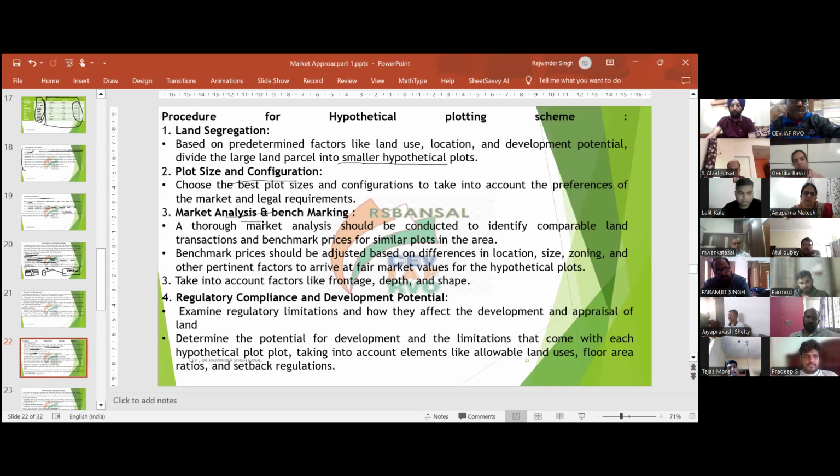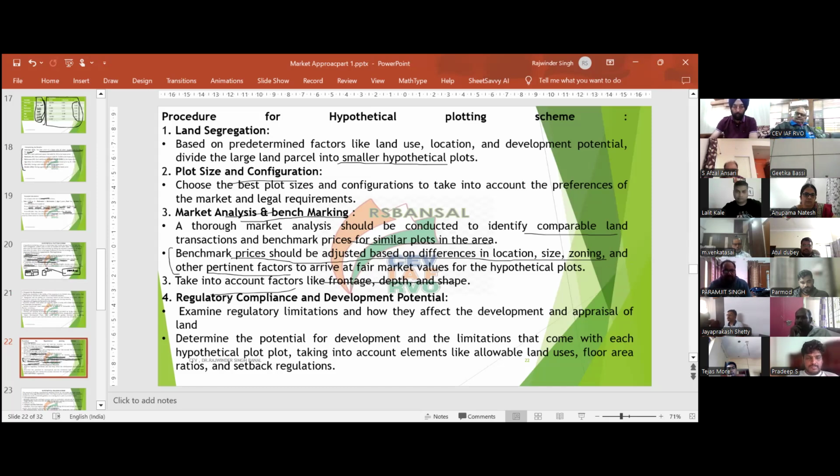Then you have to do market analysis and benchmarking. A thorough market analysis should be conducted to identify comparable land transactions and benchmark prices for similar plots in the area. Then benchmark prices should be adjusted based upon difference in location, size, zoning, and other pertinent factors. So this we will be doing in the next sum part, how these values are adjusted. Then take into account factors like frontage, depth, and shape.